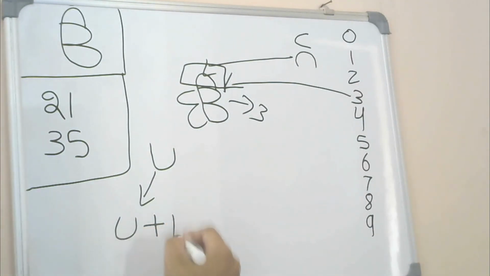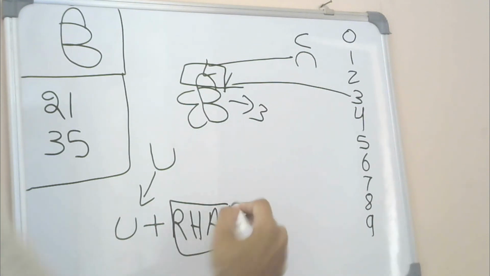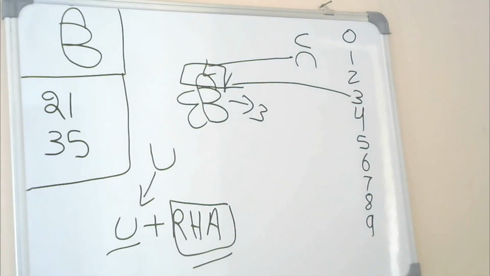So I will write it here, R-H-A. It will sound something like this: U, Ra. Not Raha, but Ra. U plus Ra. U, Ra. If you practice it twice or thrice, it will be very easy to pronounce it correctly. We will divide it into two parts, U plus Ra, U, Ra. So this is the third step that we have.